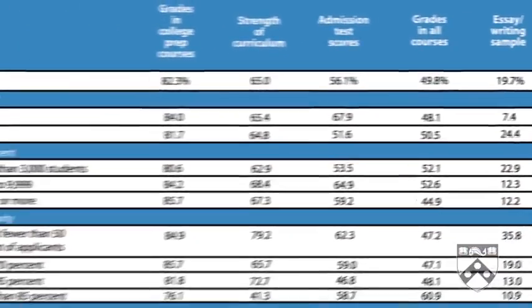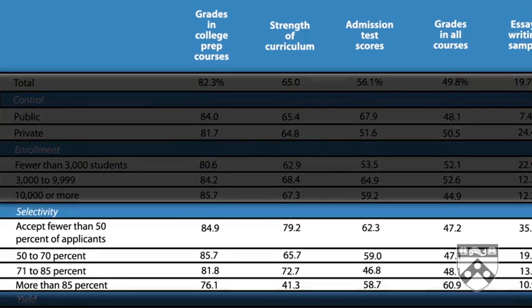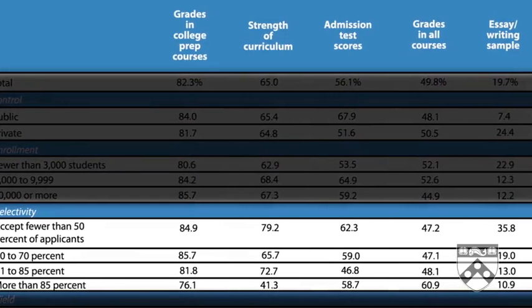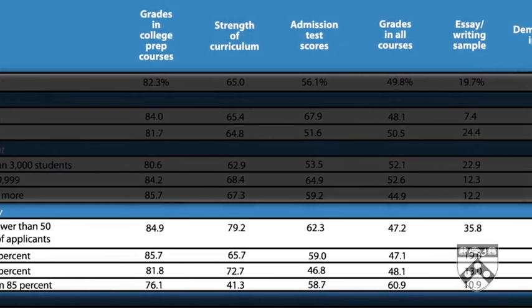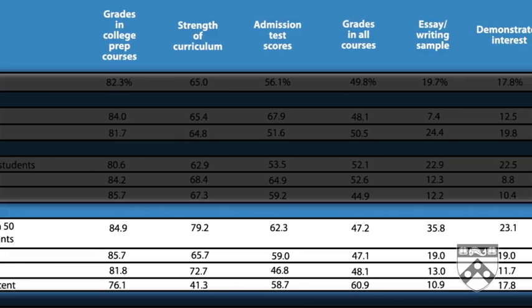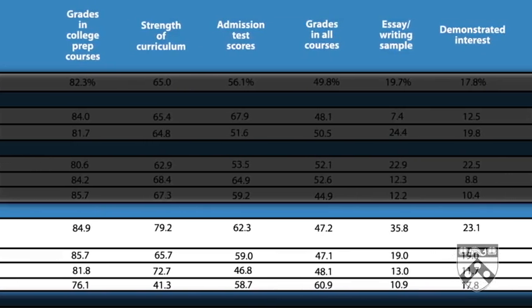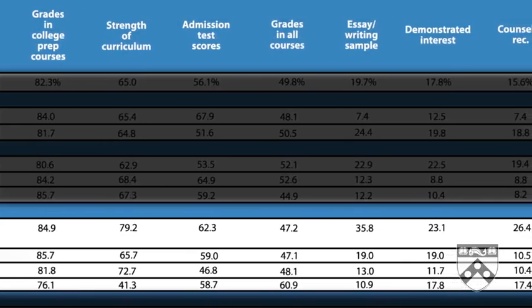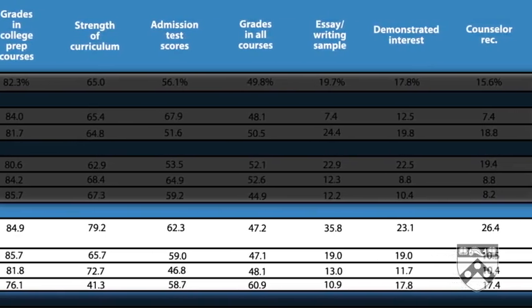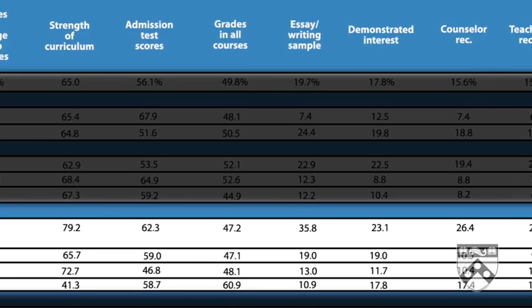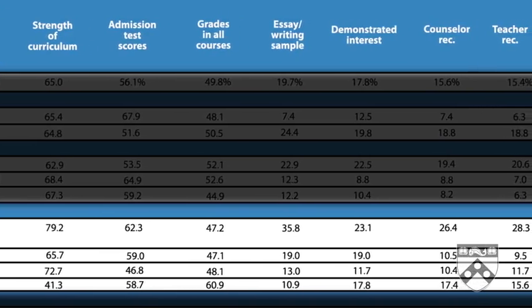Also, let's take a look at selectivity. At schools that accept fewer than 50% of their applicants, you can see how important some of those qualitative factors are, especially when you compare that to schools that accept over 85% of their students. By looking at these tables, you can really get a feeling for how different universities evaluate applications differently.